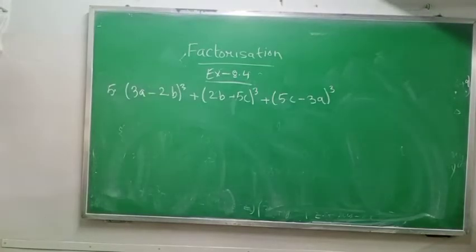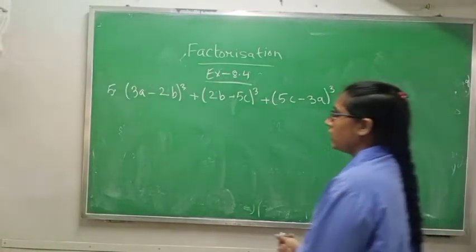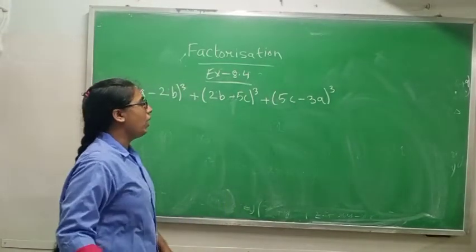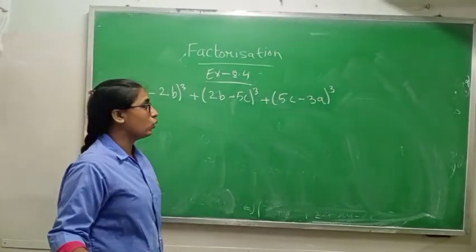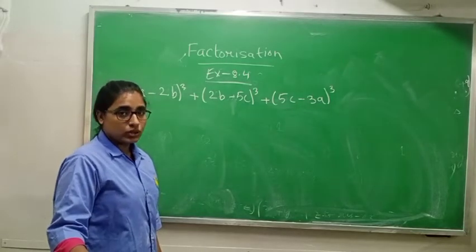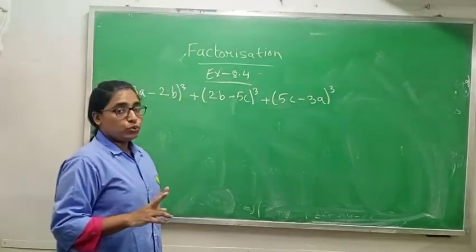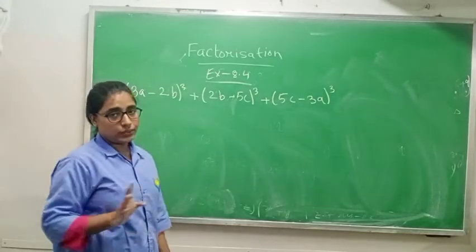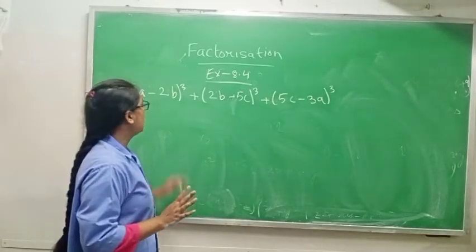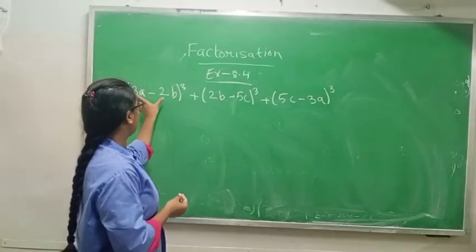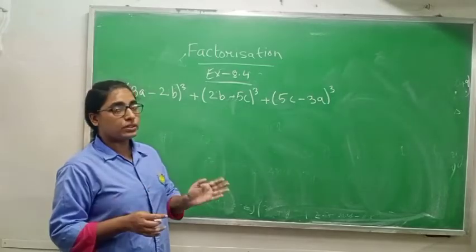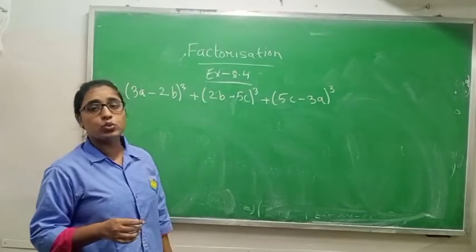Now class 9C, question number 5. It is given (3a minus 2b) whole cube plus (2b minus 5c) whole cube plus (5c minus 3a) whole cube. If this type of question comes, 1 and 2 which I told you are the same type of question, but this one is different. In this one, if you have (3a minus 2b) whole cube, then (2b minus 5c) whole cube, then (5c minus 3a) whole cube, then what will you do?